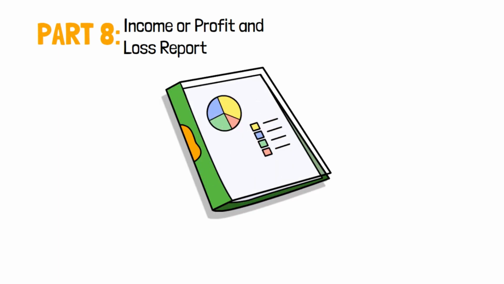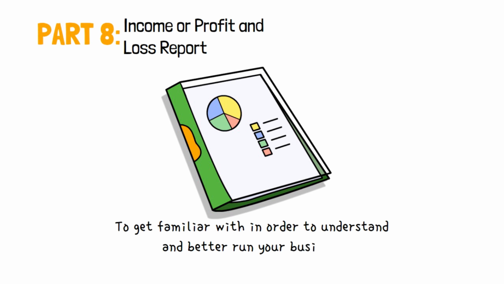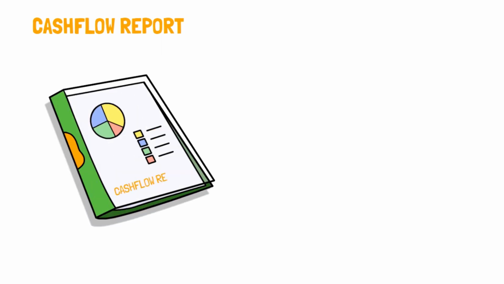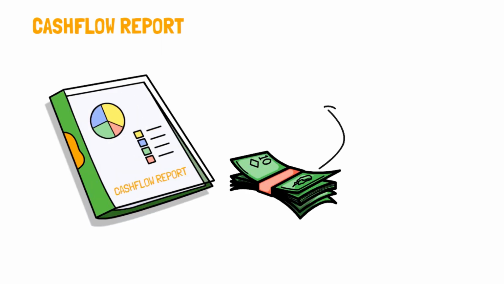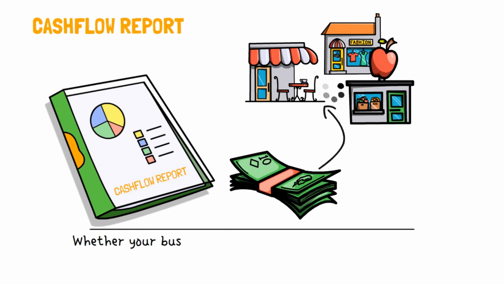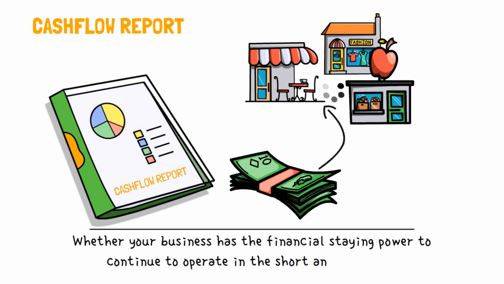In part 8 of this video series, we covered the income or profit and loss report, which is one of 3 main reports you want to get familiar with in order to understand and better run your business. In this video, we are going to continue with the cash flow report. Since cash is really the lifeblood or oxygen that your business needs to operate, the cash flow report is really important in telling whether your business has the financial staying power to continue to operate in the short and long terms.